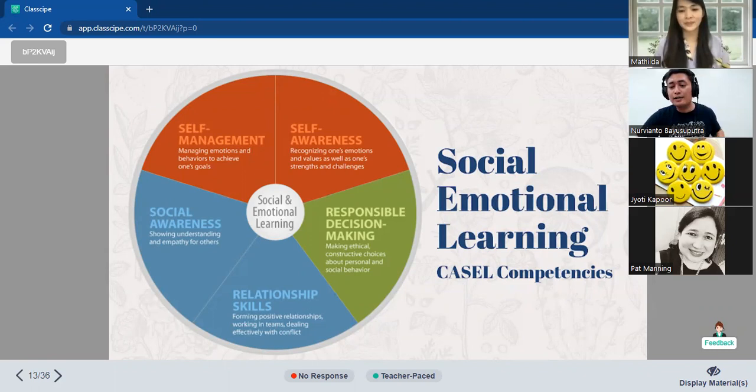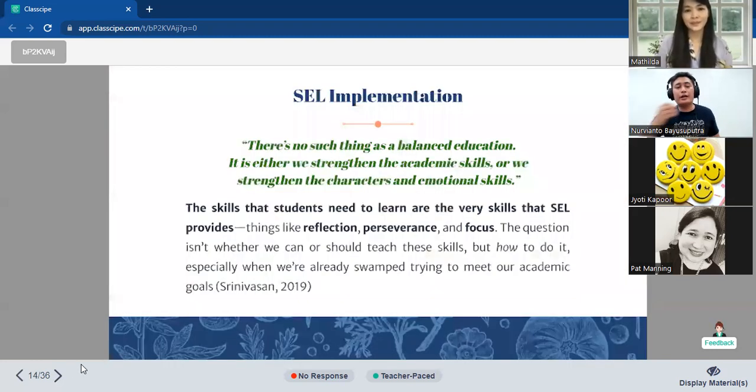So that was the CASTLE competency wheel. Red, blue, and green. Red is inner self, and blue is towards others, and green is the cognitive and how they do decision making. Right, so, Ms. Mathilda, how do we implement the SEL?